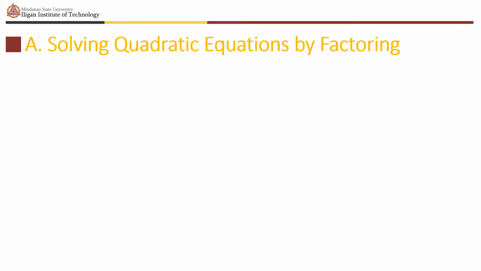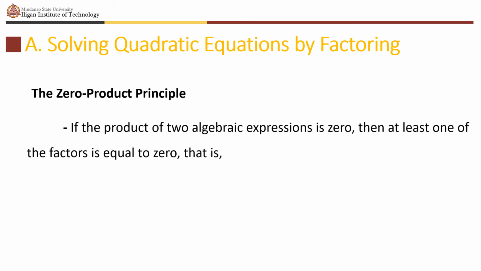In solving quadratic equations, we can solve them by factoring. We use the zero product principle. That is, if the product of two algebraic expressions is 0, then at least one of the factors is equal to 0. That is, if AB is equal to 0, then A is equal to 0 or B is equal to 0.